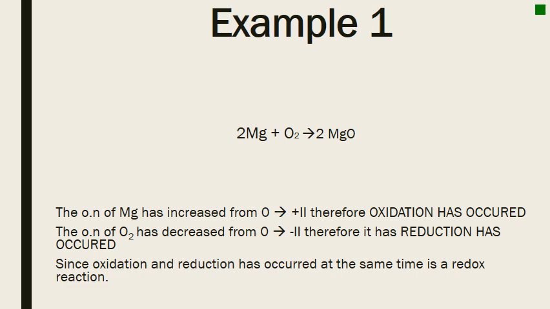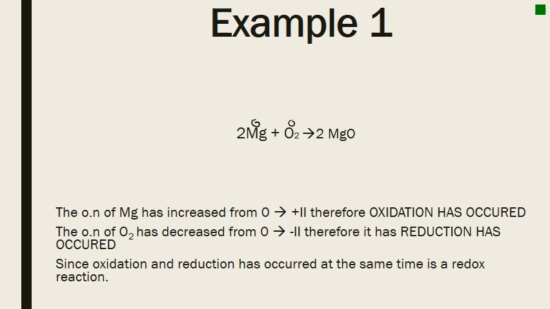So example 1, how do I assign oxidation numbers? How do I know it's a redox reaction? It's shown here. So for example, we've got 2 Mg. Remember, we don't look at the numbers at front. So Mg is a pure element, so the oxidation number is 0. O2 is also a pure element, so the oxidation number for it is 0. And then we have MgO.